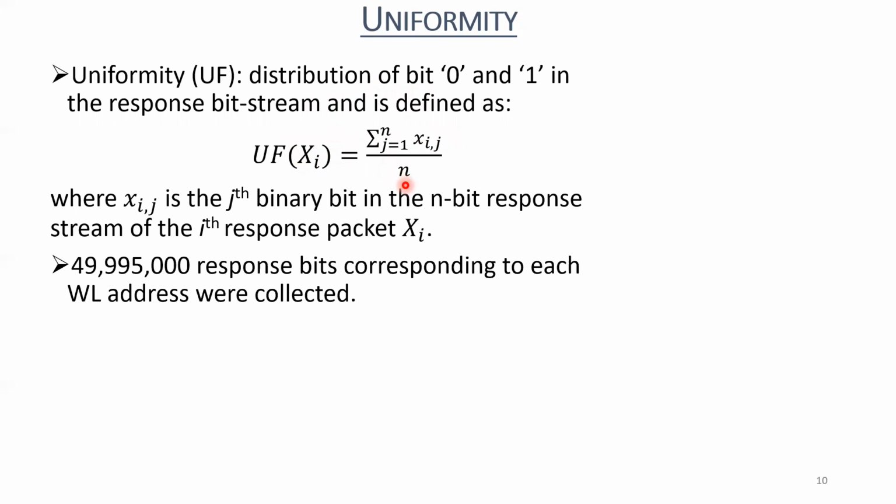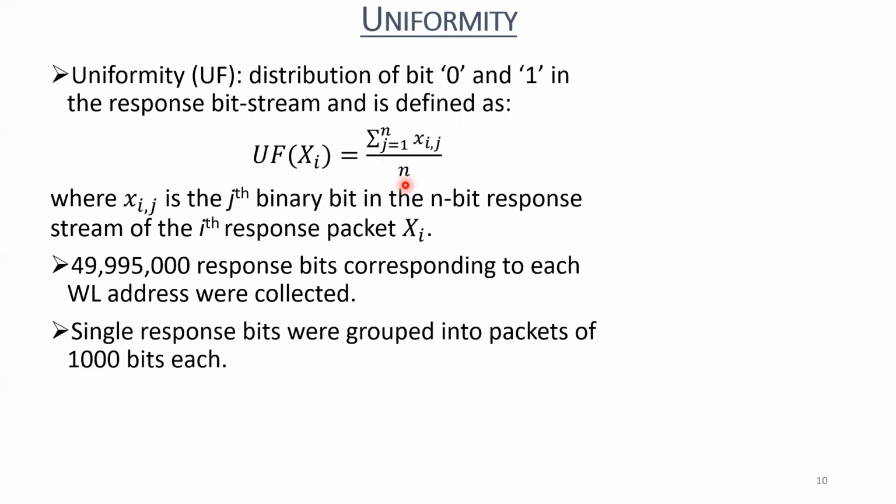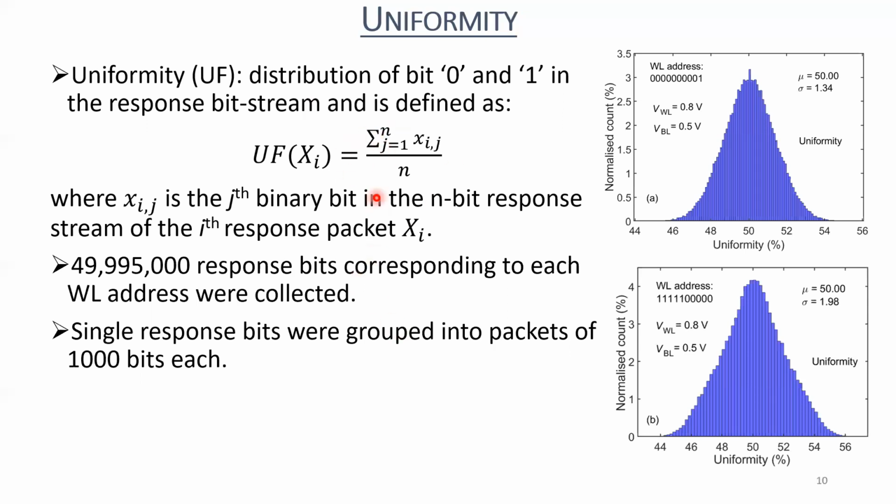I mean, the number of zeros and ones should be equal, and 50% of the total number of bits in the bit stream. So what I did was I took these many response bits for the 3D NAND flash PUF, and I grouped them into packets of 1000 bits each for this analysis. Then I calculated the number of zeros or number of ones divided by the total number of bits in my bit stream.